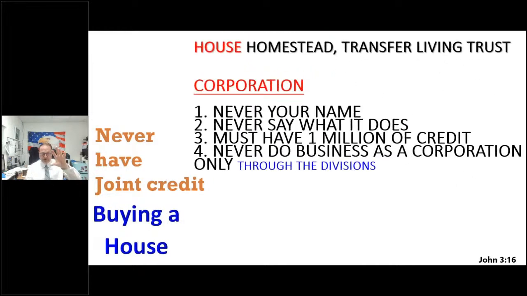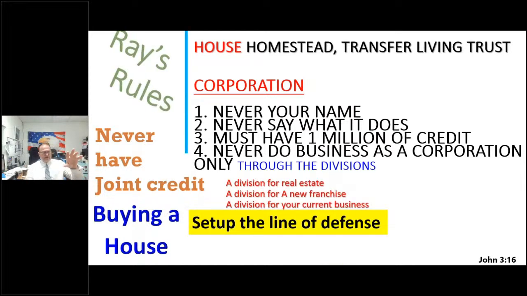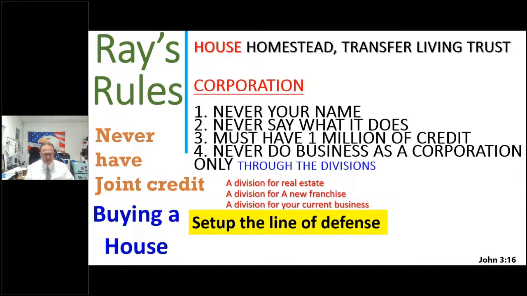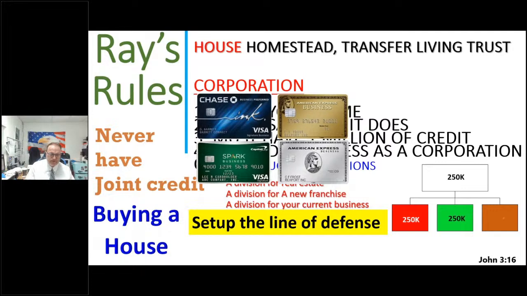If you got joint credit, I'll tell you to get rid of it. From there, when you buy a house, it's escrow, closed homestead trust. From there, the corporation, they're all free in 50 states. You just pay a little filing fee. From there, guess what? Real estate division, franchise, current business, and a line of defense. I like giving corporate credit to every package that I do, so that way you get reimbursed and you take away your excuses. All right, that's step number 24, by the way.